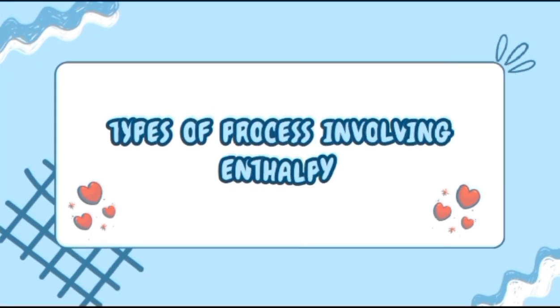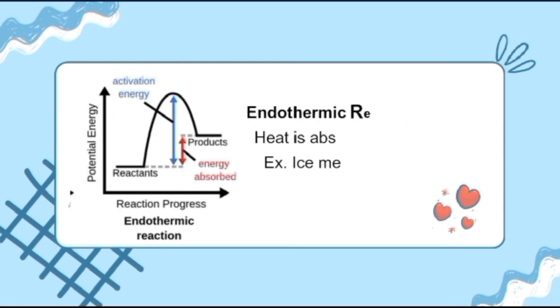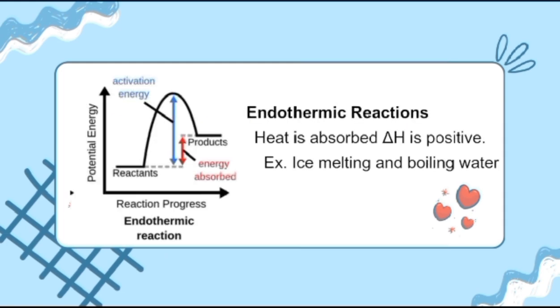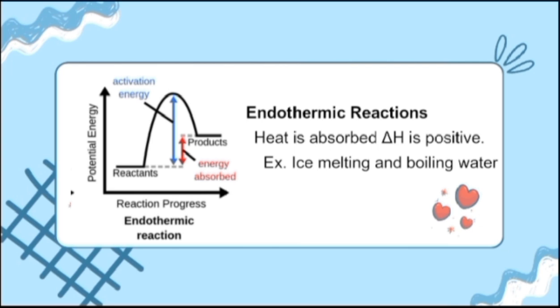Types of processes involving enthalpy. Endothermic reactions. These reactions absorb heat from the surroundings. Because heat is absorbed, the enthalpy of the system increases, so delta H is positive. A common example of this is the melting of ice or boiling of water.